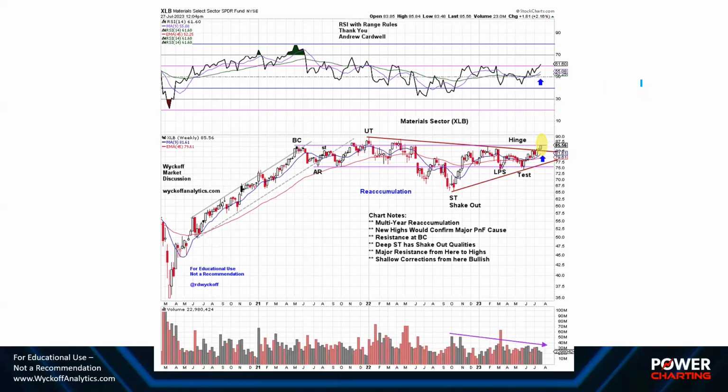Okay, a couple more minutes, and we got to go. And here I just want to show you the current chart of the materials sector, and we are going to get into stocks and groups next week with Johni Scan. But note here how this follows the reaccumulation structure that we talked about.